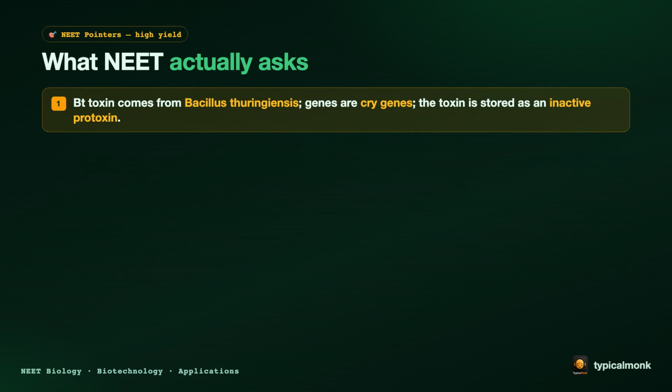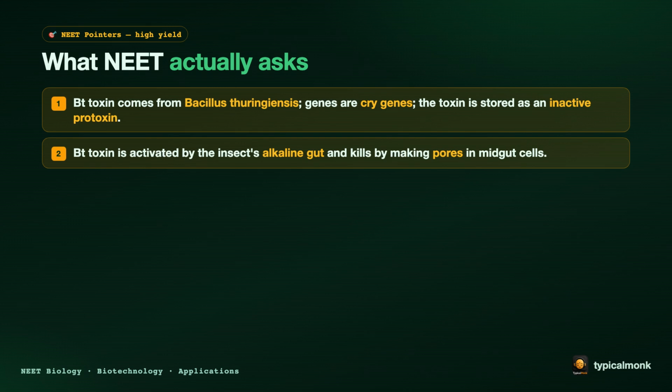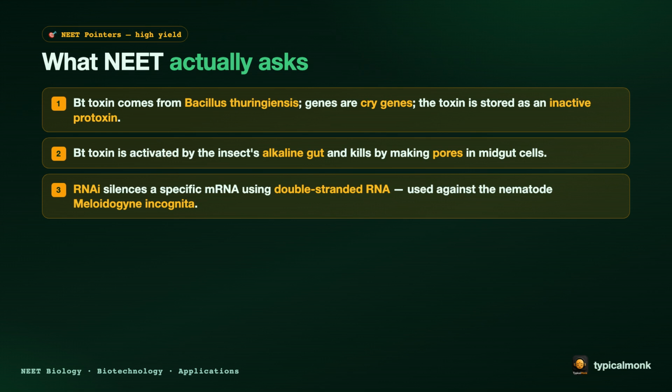Now, the high-yield pointers, the facts that NEET turns into questions. 1. Bt toxin comes from Bacillus thuringiensis. Its genes are Cry genes, and the toxin is stored as an inactive protoxin. 2. The Bt toxin is activated by the insect's alkaline gut, and it kills by making pores in the midgut cells. 3. RNAi silences a specific messenger RNA using double-stranded RNA, used against the nematode Meloidogyne incognita.